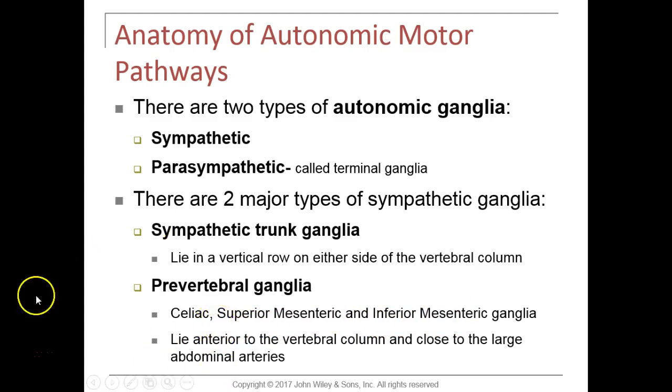The only neurons that synapse in the celiac, superior, and inferior mesenteric ganglia are sympathetic pre- and post-ganglionic neurons. The only neurons that communicate or synapse in a terminal ganglion are parasympathetic pre- and post-ganglionic neurons.